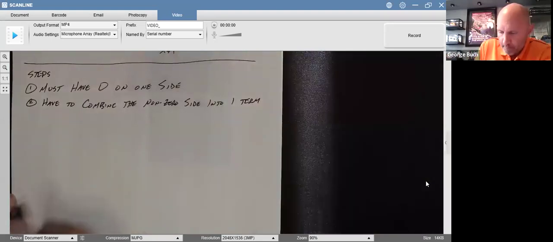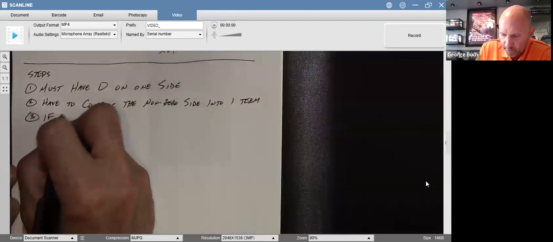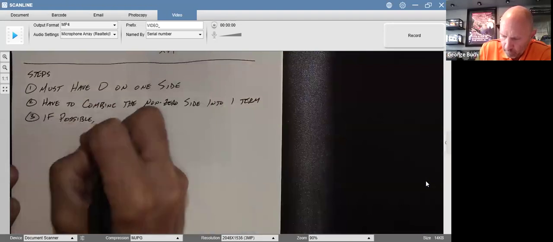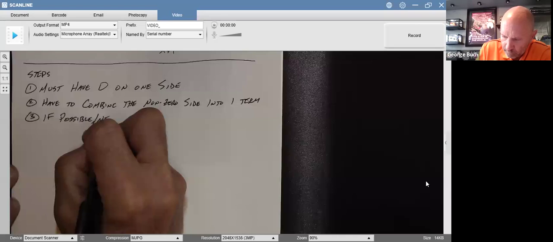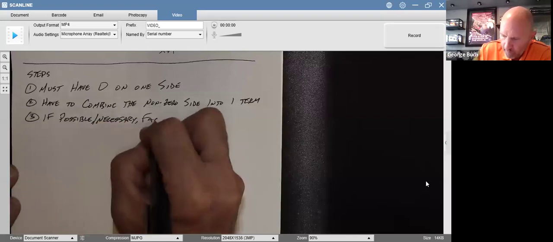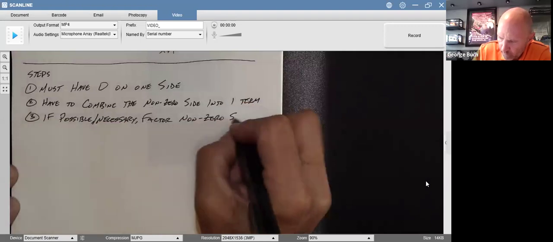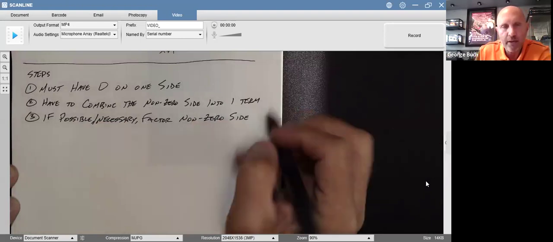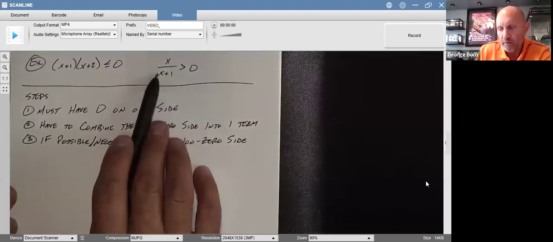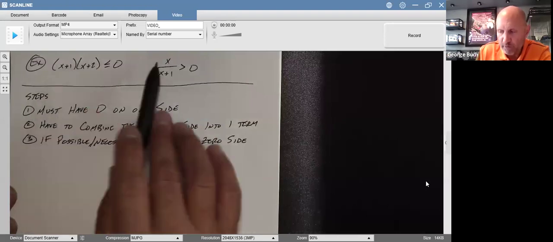Step 3. If possible, or if necessary, we have to factor the non-zero side. So we got it into the form where the right side is 0. We have it as one term. If this was like FOILed out already, we'd have to factor it. If there were multiple values here, we'd have to factor it.